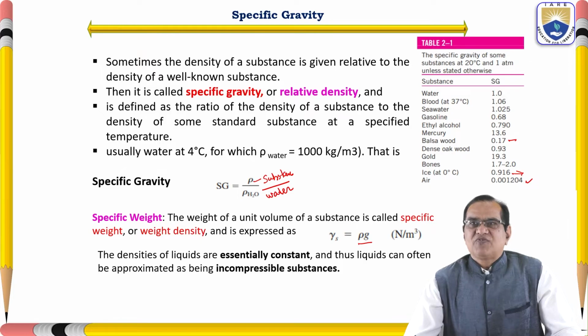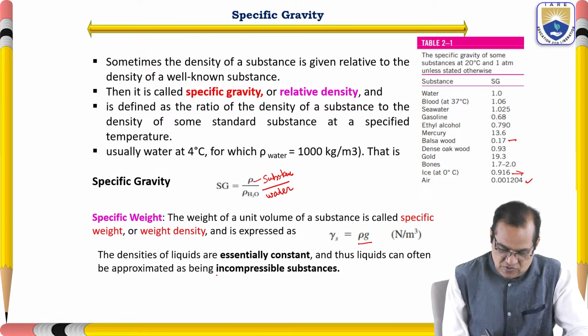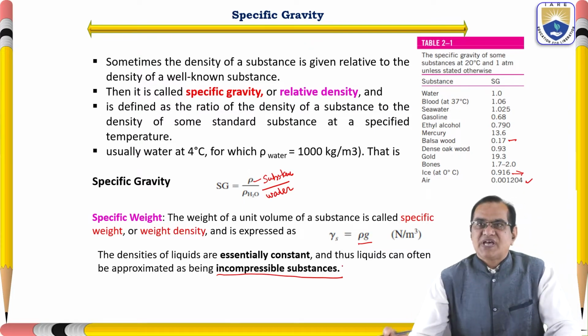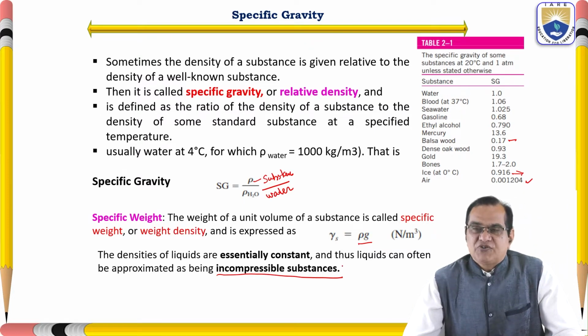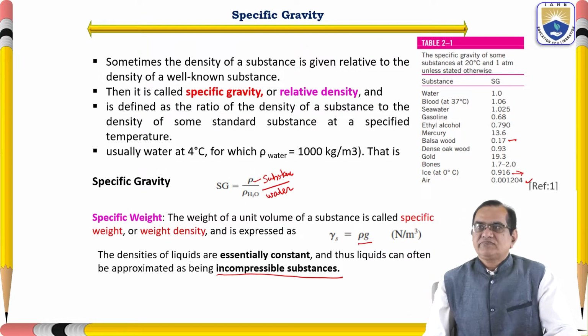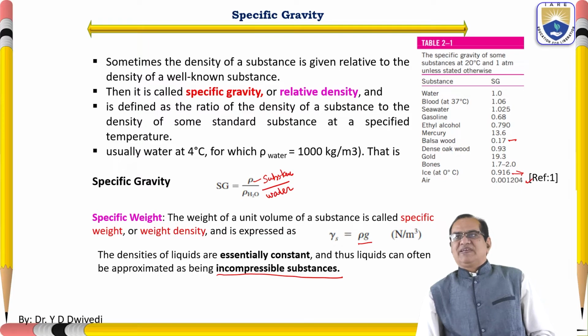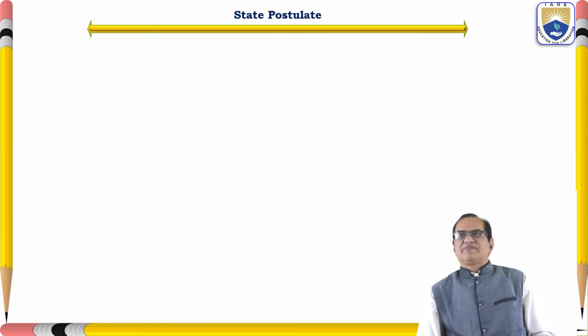The densities of liquids are essentially constant, and thus liquids can often be approximated as incompressible substances. Very important assumption here: most liquids, like water and alcohol, have constant densities, and thus liquids can often be approximated as incompressible substances.